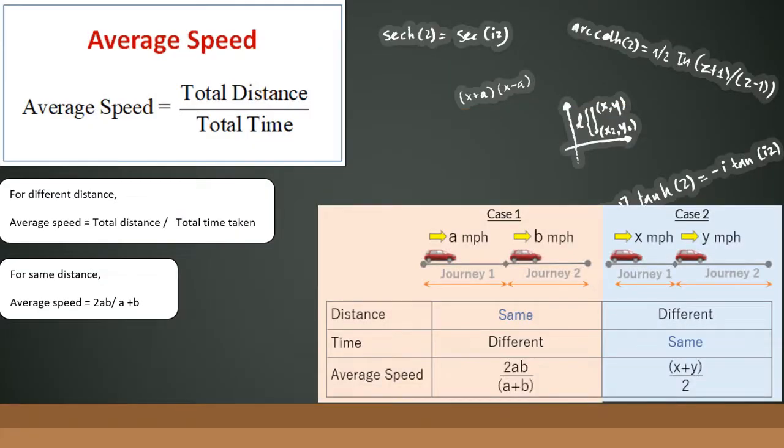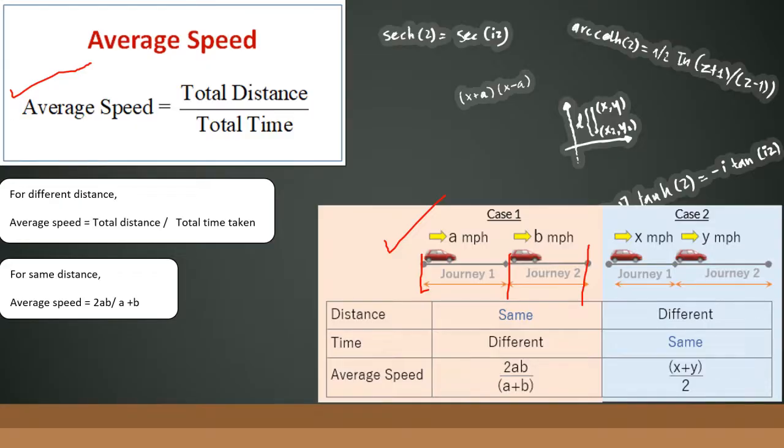When we come to average speed, always remember that average speed is given by the total distance by total time taken. This is the standard form of measuring average speed. It is nothing but the total distance divided by total time taken. Let's take some examples. In case 1, journey 1 covers the same distance as journey 2. With the distance being the same but the time being different, the average speed is given by 2ab by a plus b.